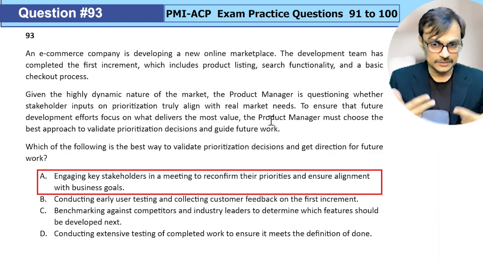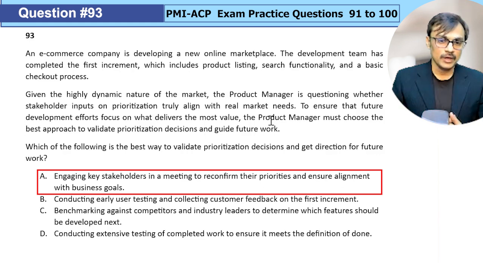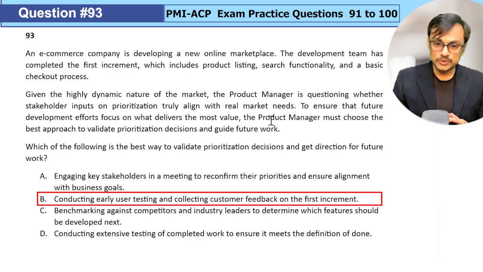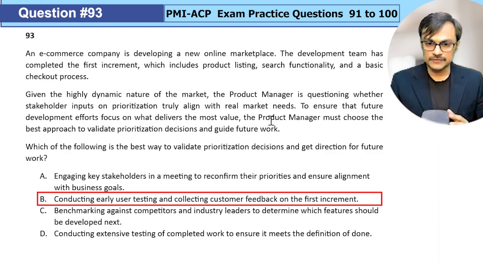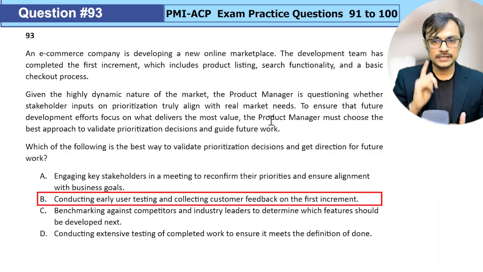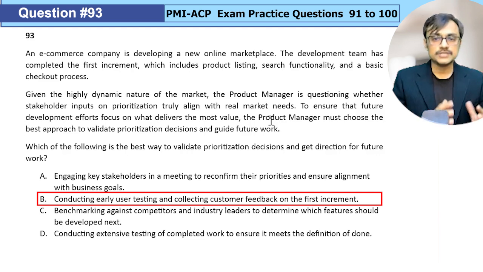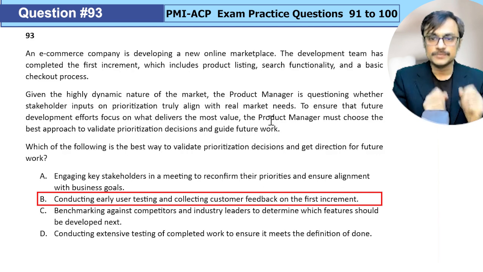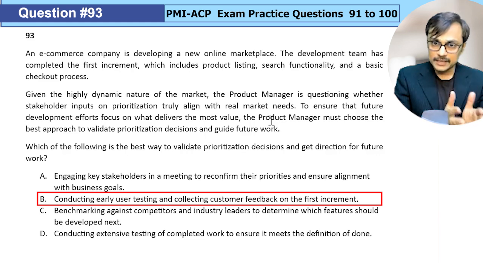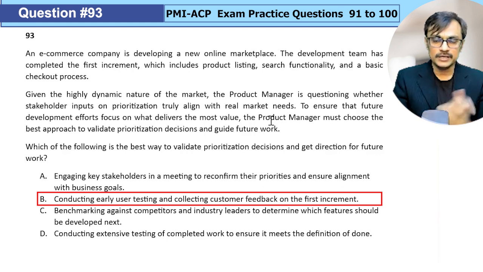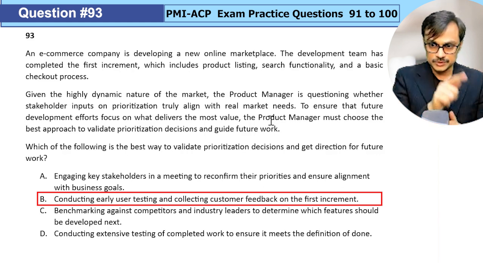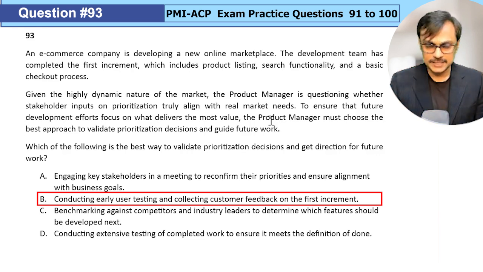I can reconfirm their judgment about the priority. Option B, conduct early user testing and collect customer feedback on the first iteration. Looks great. Yeah, this is something where you are directly reaching the end customer. You can use the term MVP, which focuses on that: give the deliverable to the end user so they can process it, understand it, and probably we can make the right decisions about it. So that seems to be a good choice there.